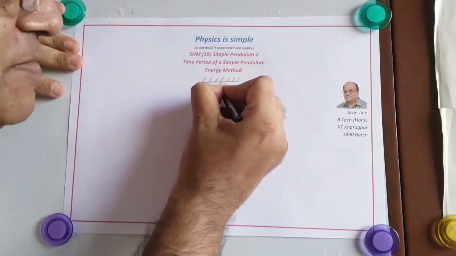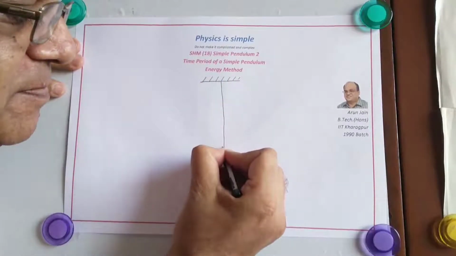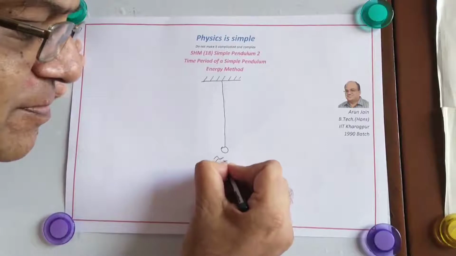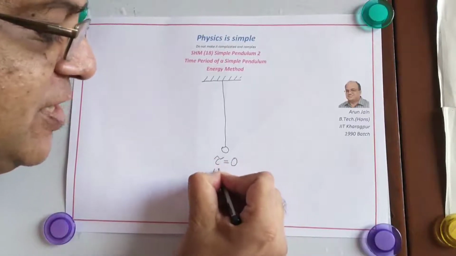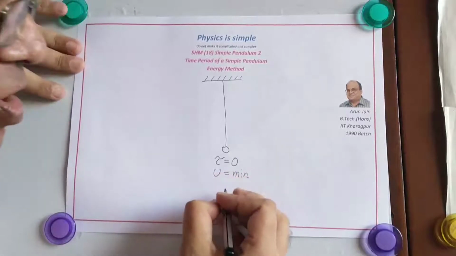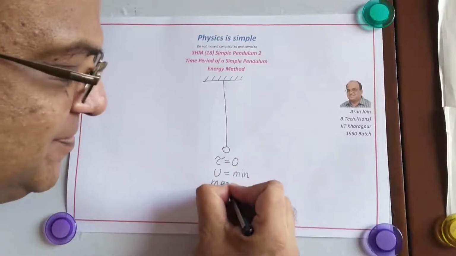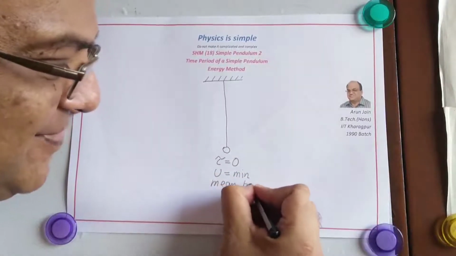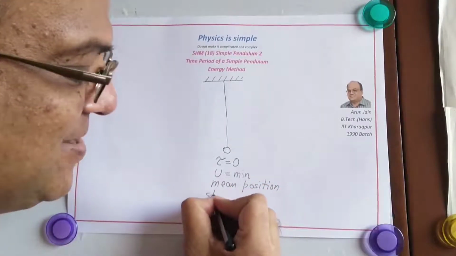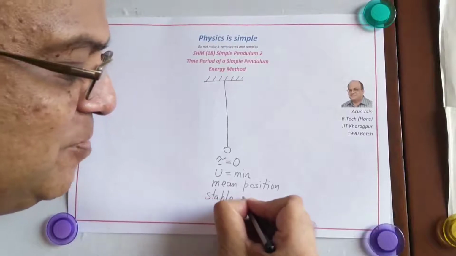When the pendulum is in this position, the torque is 0, potential energy is minimum, and this position is called mean position. If you don't know the spelling of mean, you can call it stable equilibrium position.